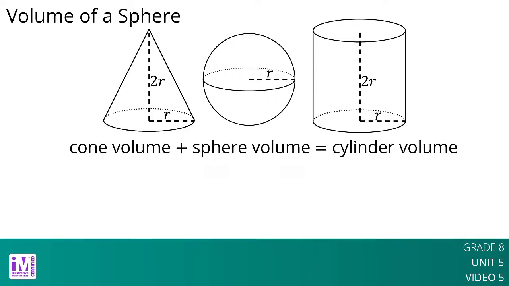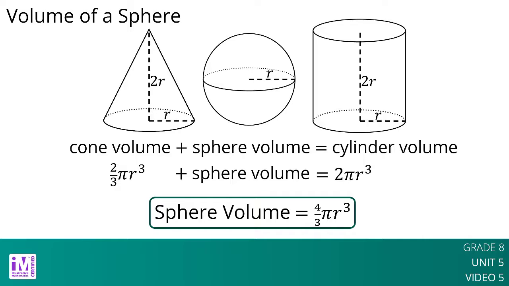In other words, 2/3 pi r cubed plus the sphere's volume equals 2 pi r cubed. This leads to the formula for the volume of the sphere, 4/3 pi r cubed, since 2 pi r cubed minus 2/3 pi r cubed equals 4/3 pi r cubed.